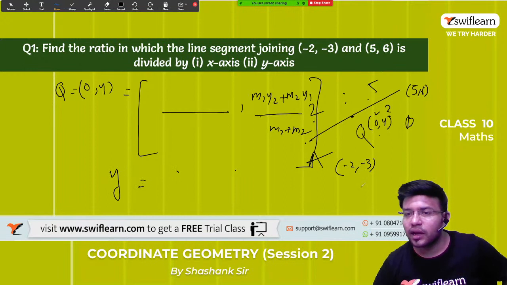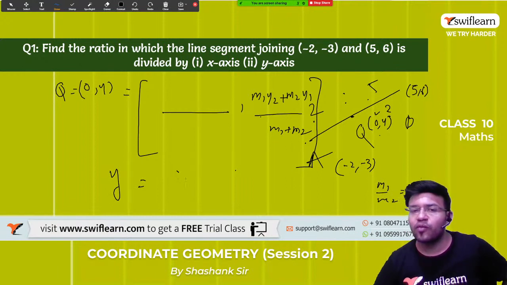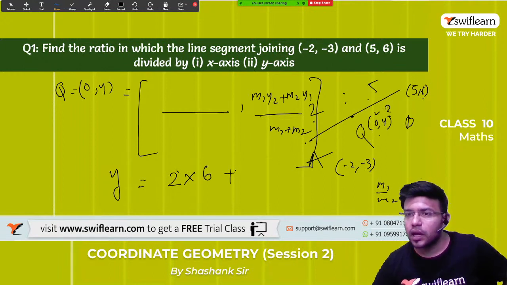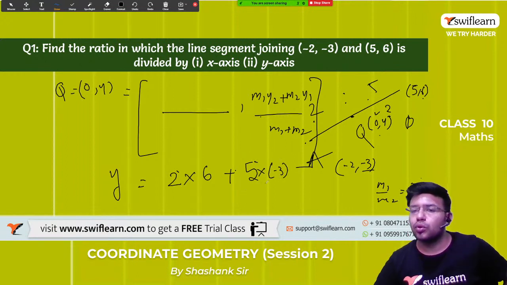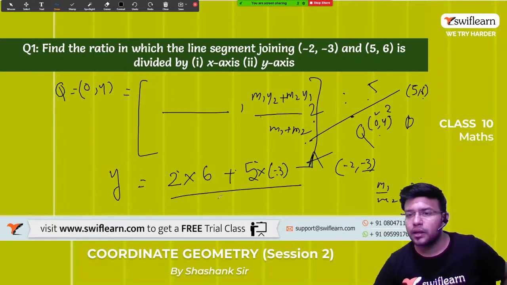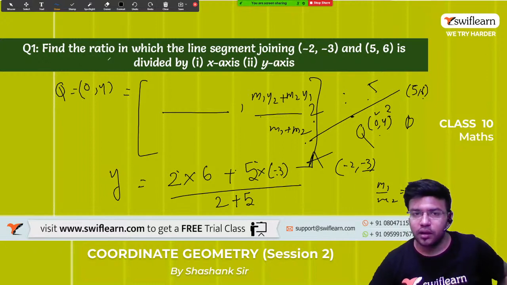How much is m1? m1 by m2 is 2 by 5, therefore m1 is 2. So 2 into the y coordinate, y2 is 6, plus m2 is 5, and y1 is -3. Look, this is -3. So minus into plus, how much will it be? You can write that in the next step, divided by m1 plus m2, 2 plus 5. So solve this and you will get the answer.